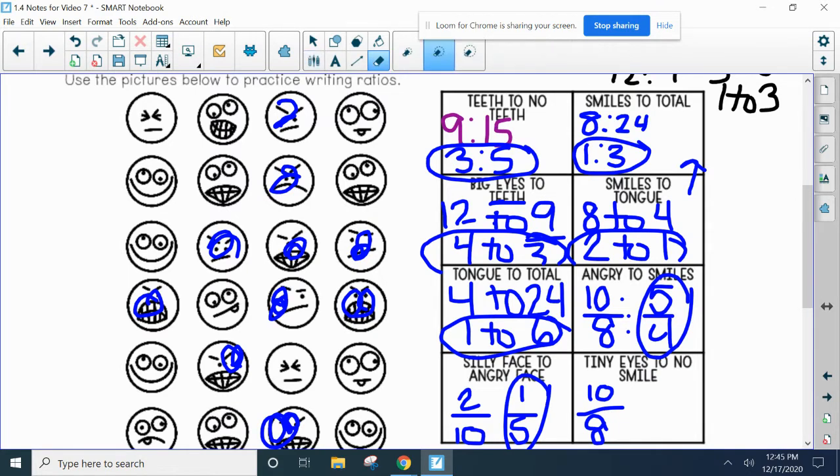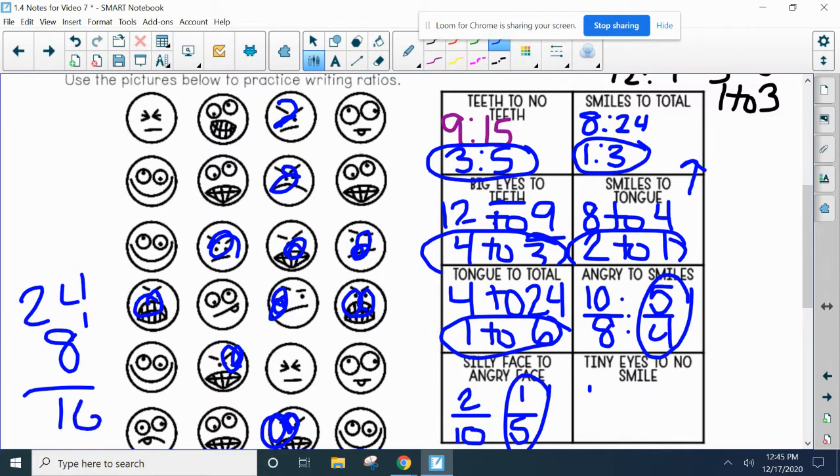Oh, shoot. Miss Hildebrand learned to read. Tiny eyes to no smile. There were 8 smiles. There were 24 in all. So there's 16 not smiling. So we counted 10 tiny eyes to no smile is 16. Pull out a factor of 2. So 10 divided by 2 is 5. 16 divided by 2 is 8. 5/8 is our ratio.